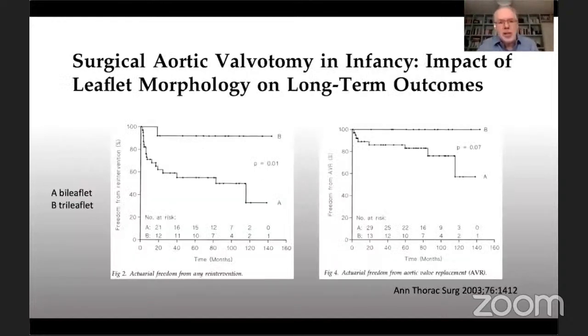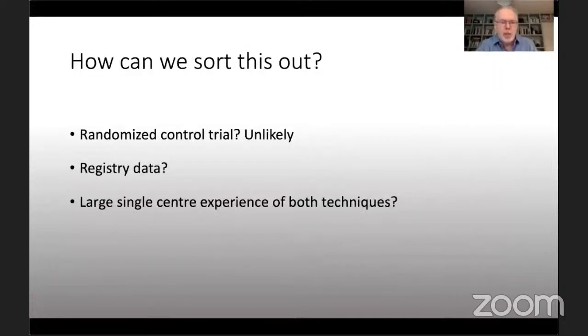We know also that if you can achieve a tri-leaflet arrangement, as was shown from this paper by the Birmingham group in 2003, then the outcomes are much, much better than a bi-leaflet final result in terms of reintervention and freedom from aortic replacement. So how can we sort this out? There's an awful lot of papers, some surgical, some catheter-based out there. And how do you decide which is best, particularly in the neonate with critical disease?